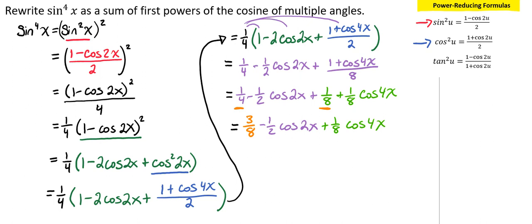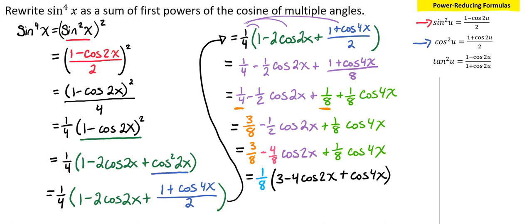So I see that I have a 3/8, a 1/2, and a 1/8. When I look at that, I know that I can factor out a 1/8. But it might make a little bit more sense if we write that 1/2 in eighths so that you can see it a little bit better. So let's do that. We know that 1/2 is actually 4/8. So here we can see it's a little bit easier to take out that 1/8. So we're going to factor out 1/8 now, which gives us 1/8 times the quantity 3 minus 4 times the cosine of 2x plus the cosine of 4x. And that's it. We're done.